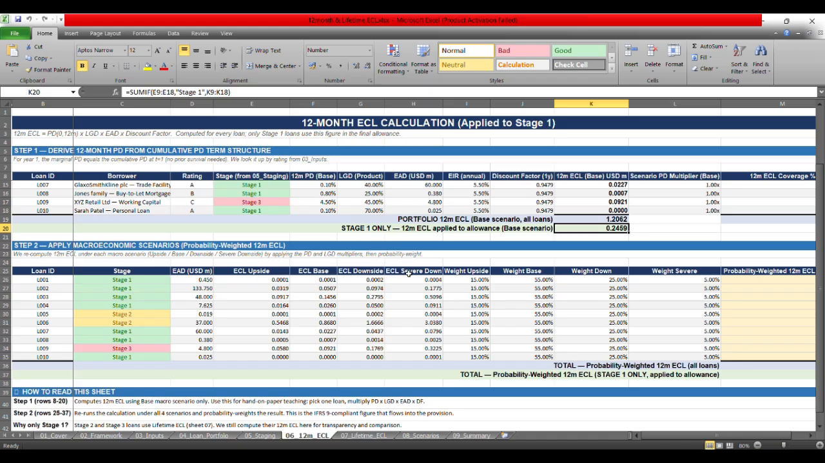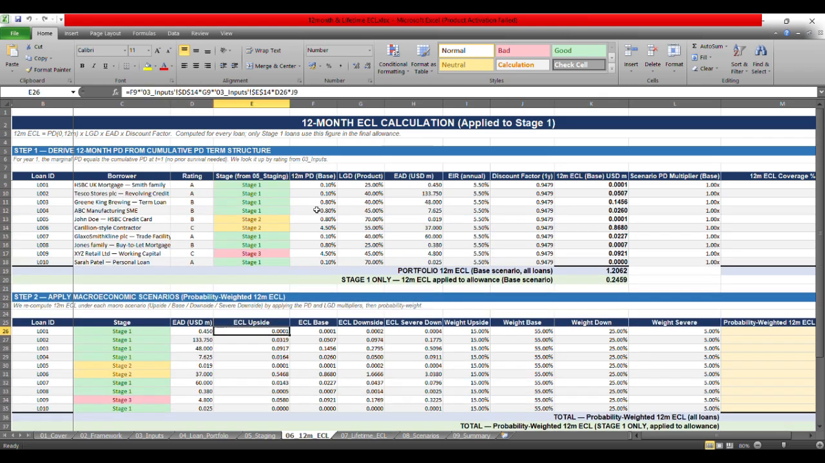So we have the upside, base, downside, and the severe one. And for the upside one, how do we calculate? Let's look at it. Yes, so what's the formula? It's the PD, LGD, EAD multiplied by the multipliers. If you remember in the inputs, I will show you. And then the discounting factor as well.